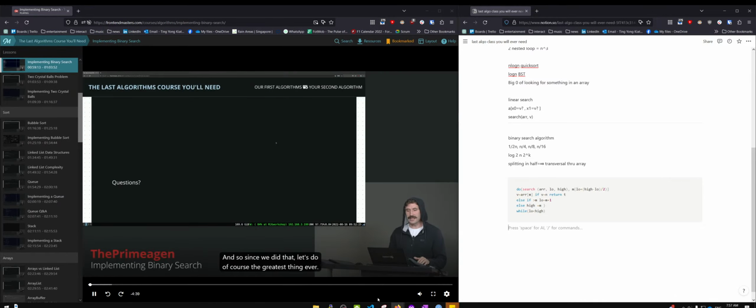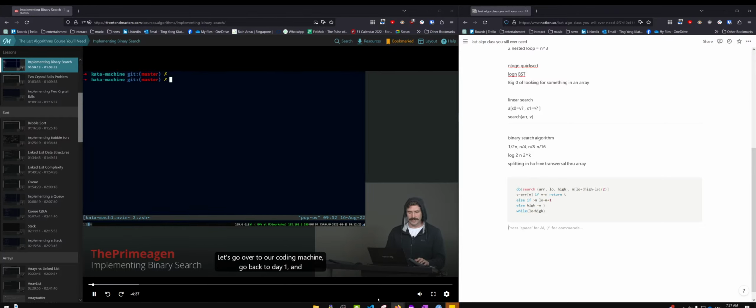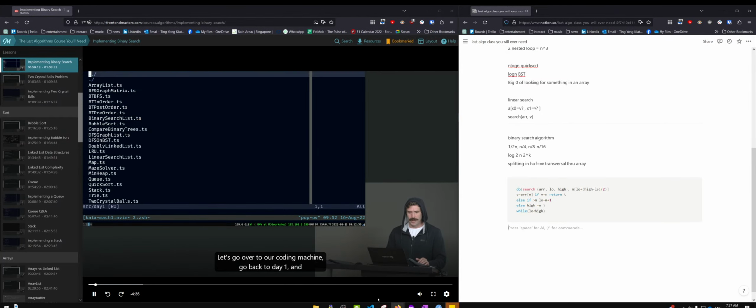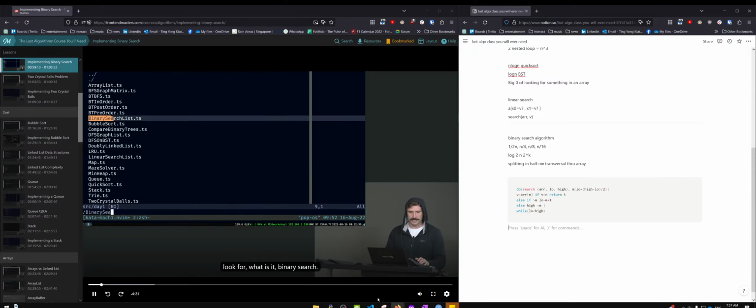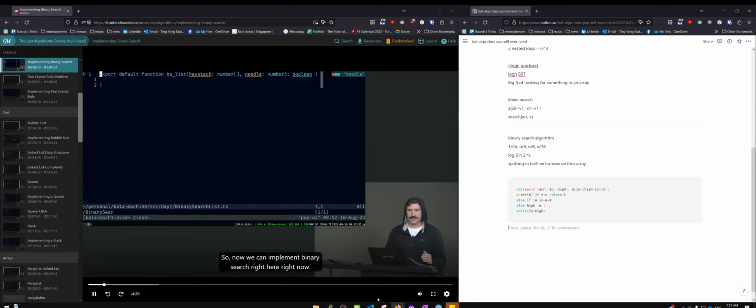And since we did that, let's do, of course, the greatest thing ever. Let's go over to our coding machine, go back to day 1, and look for binary search. Oh, yeah, look at that. So now we can implement binary search right here, right now. So notice that we're given a haystack and a needle again.